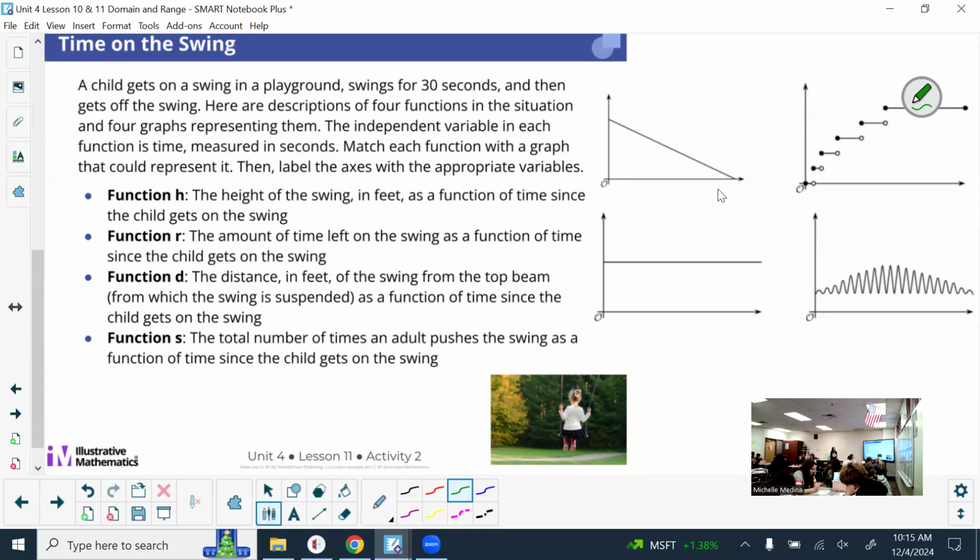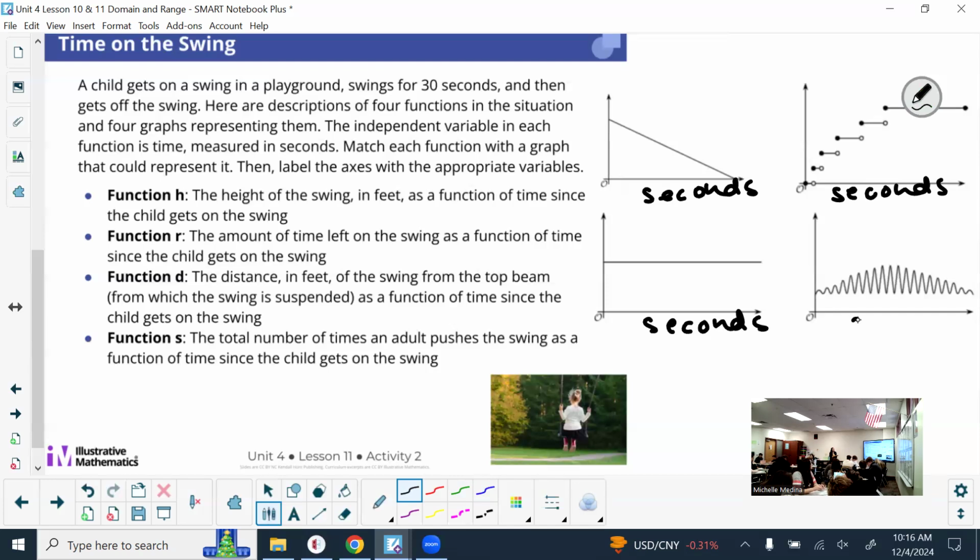A child gets on a swing in a playground, swings for 30 seconds, then gets off the swing. Here are descriptions of 4 functions in the situation and 4 graphs representing them. The independent variable in each function is time measured in seconds. Just so you know, our independent variable for all of them will be time measured in seconds. Our x-axis for all of them will be seconds. You're going to match each function with the graph that could represent it, and then label the axes with the appropriate variable. We already labeled the x-axis for seconds.